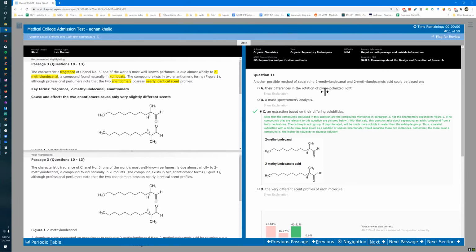How do you separate this from this? They're basically the same thing, except the Al means that it's an aldehyde, and then this is just an acid portion of it. So I chose extraction based on their differing solubilities, because I know that the carboxylic acid group can hydrogen bond with water molecules, so it's going to be more soluble than just the aldehyde itself. So that's how you can separate them.